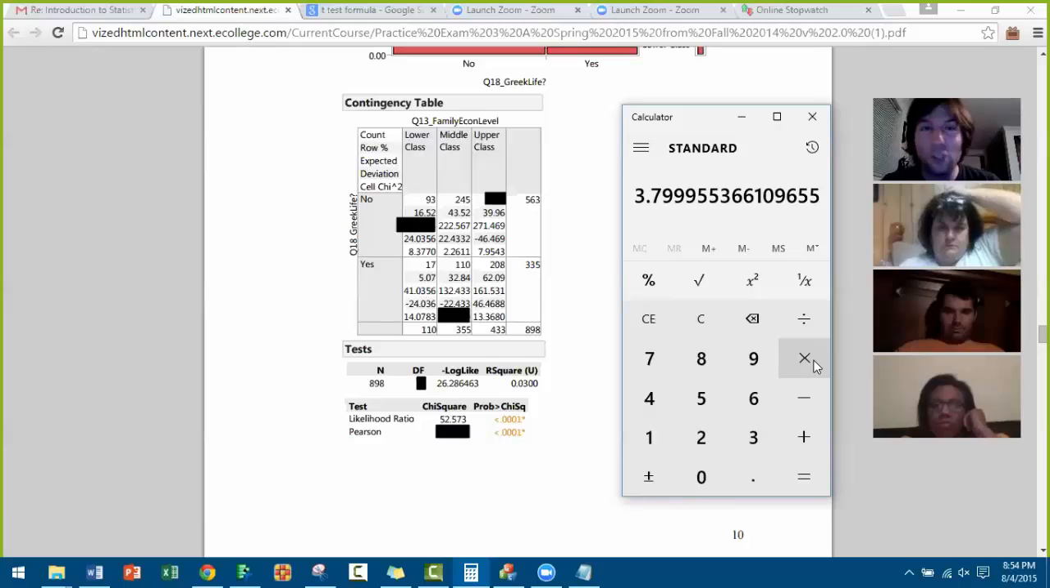This is a 2x3. A 2x3 turns into a 1x2. This has 2 degrees of freedom. There's 2, and don't count.